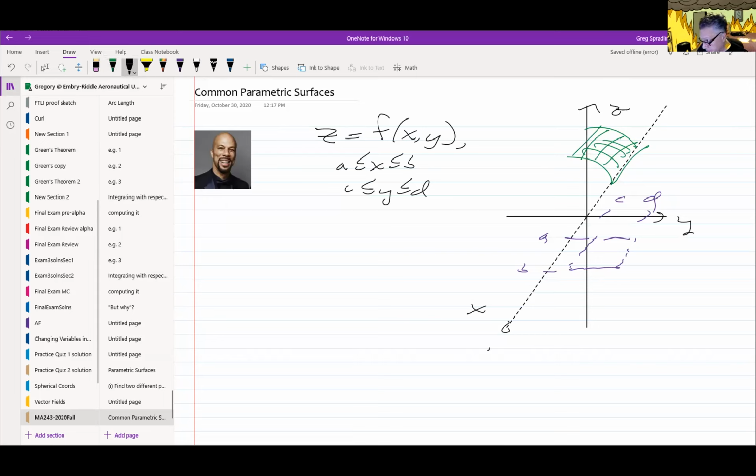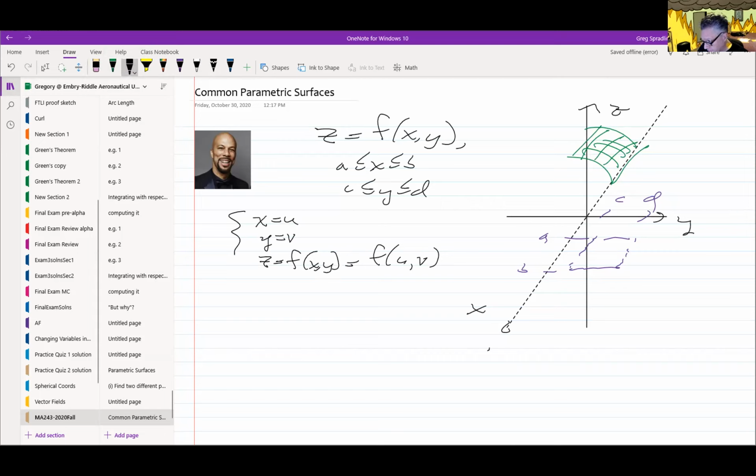And I'll write parametric equations first. What I like to do is just let x equal u, y equals v. And since z equals f of x y, z equals f of u v. Now those are parametric equations.